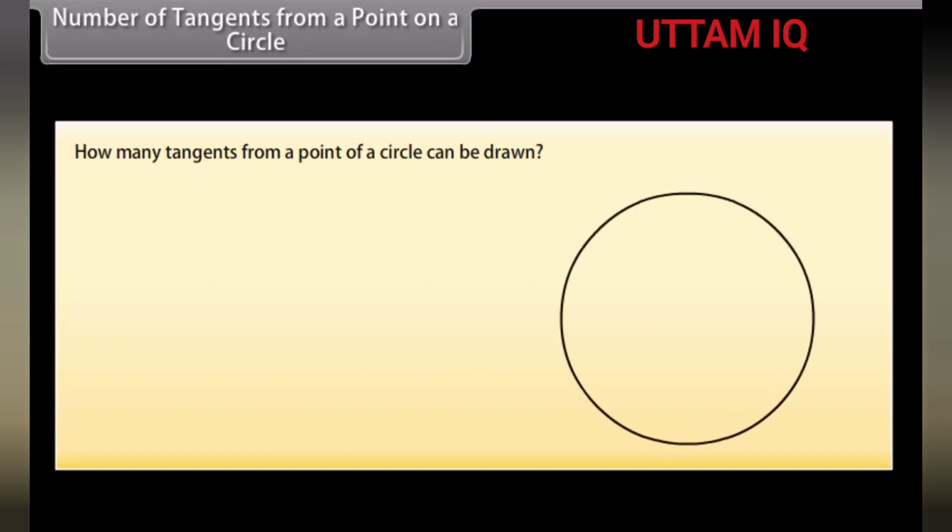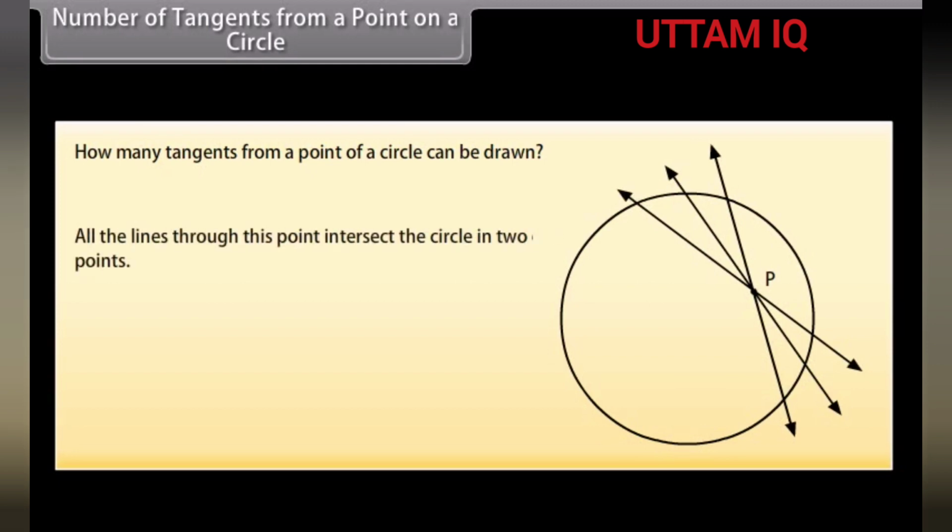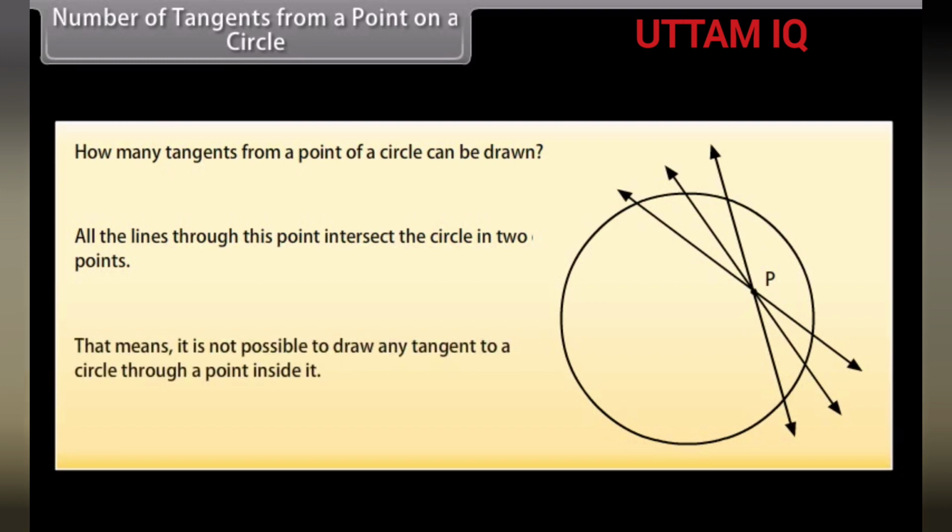Draw a circle on your notebook. Now take a point P inside it. Draw lines through this point. We will find that all the lines through this point intersect the circle in 2 points. That means it is not possible to draw any tangent to a circle through a point inside it.